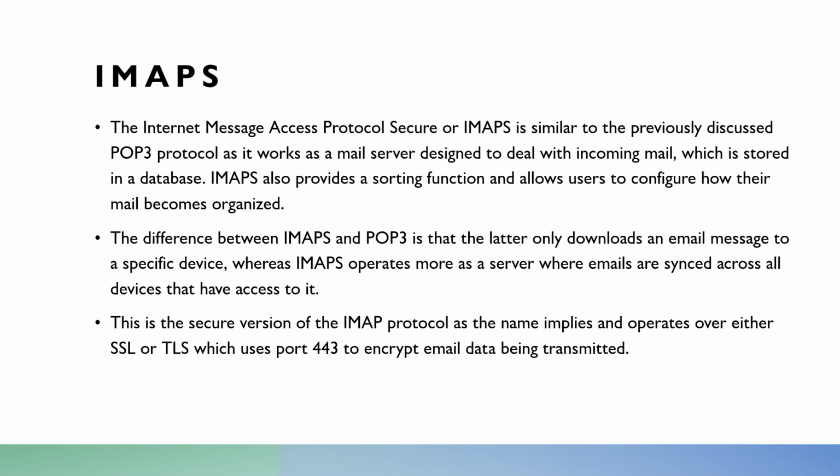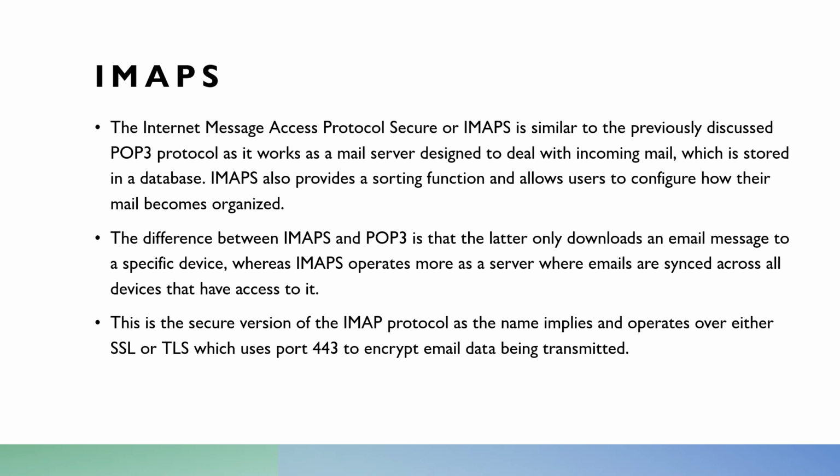First we'll start with IMAPS, or the Internet Message Access Protocol Secure. It bears a lot of similarity to the previously discussed Post Office Protocol 3, as it works as a mail server designed to deal with incoming mail as opposed to outgoing mail. The mail that it receives is stored in a database. IMAPS also provides a sorting function that allows users to configure how their mail becomes organized, such as inside of folders or files. The difference between IMAPS and Post Office Protocol 3 is that the latter only downloads an email message to a specific device, whereas IMAPS operates more as a server, which can be interconnected with many devices, and they're synced across all the devices that have access to it.